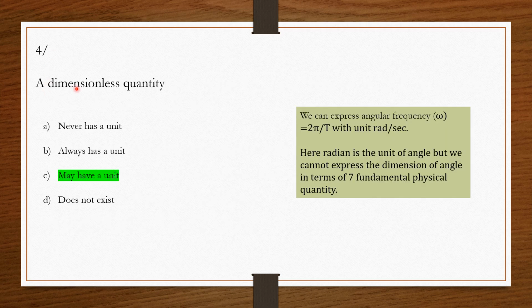Then, a dimensionless quantity. The options are: never has a unit, always has a unit, may have a unit, and does not exist. By taking an example, we can express angular frequency omega in terms of 2 pi by T with unit radian per second. Here radian is the unit of angle, but we cannot express the dimension of angle in terms of the 7 fundamental physical quantities. So the answer is that a dimensionless quantity may have a unit.